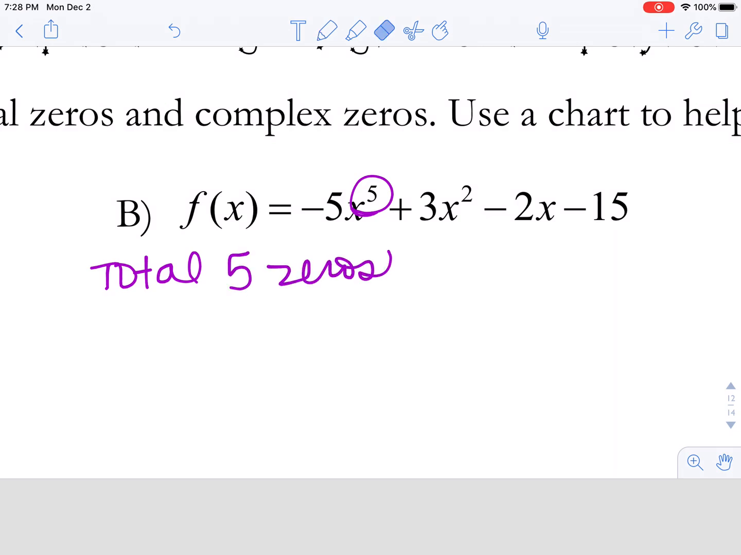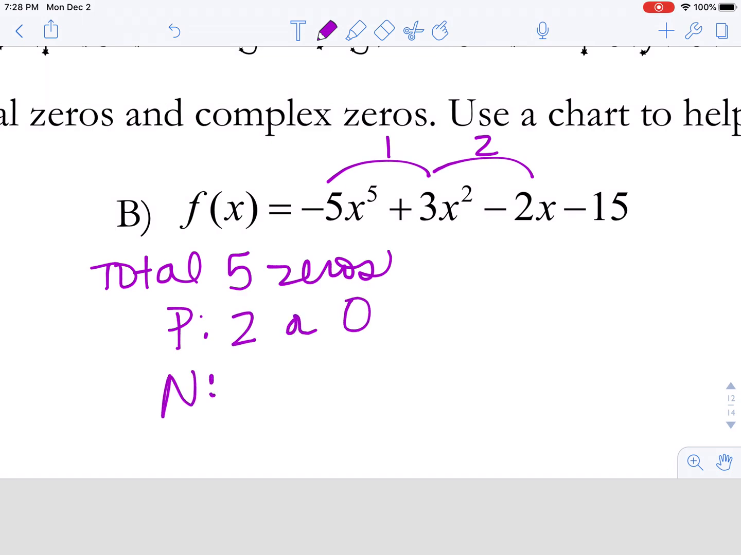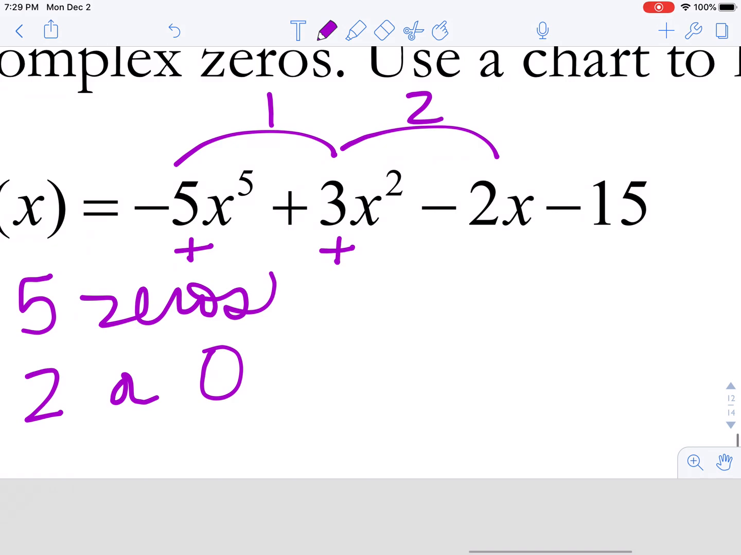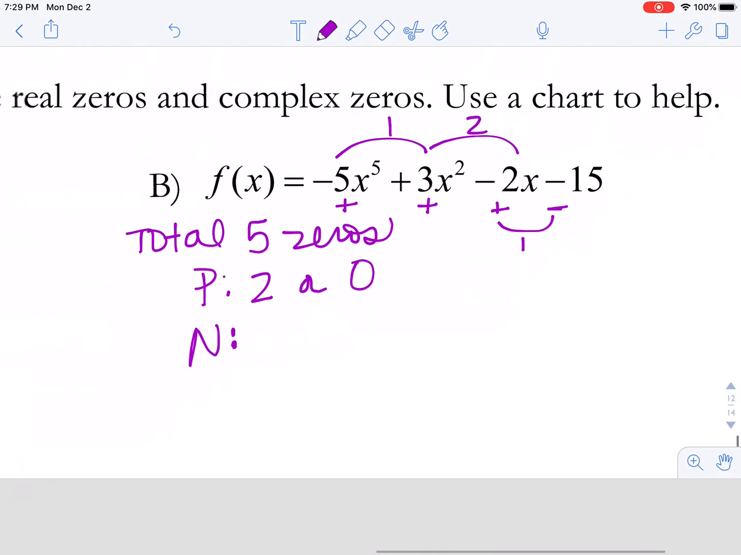Okay, so now I'm going to erase that. If I want to look at how many positive zeros I have, I look at my sign changes. Here's 1, here's 2. So I could have 2 or 0. For my negatives, I'm going to change this to positive. This stays positive. This is positive. And this is negative. So I only have 1 sign change.